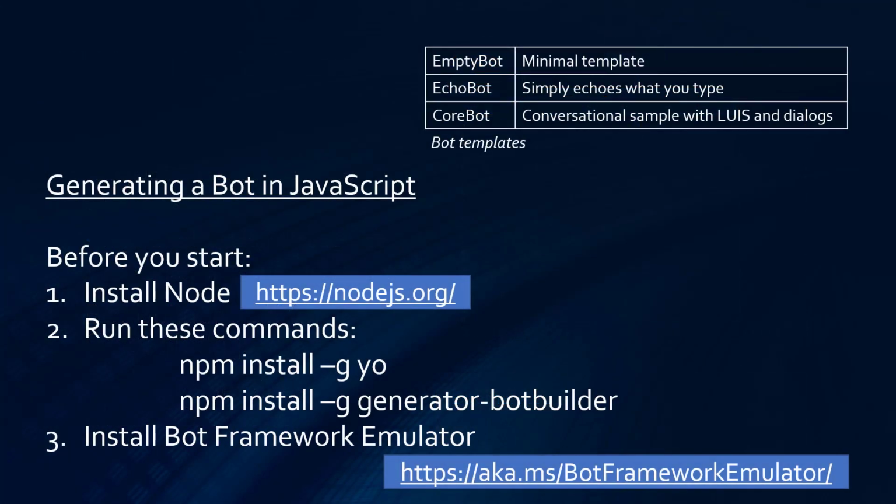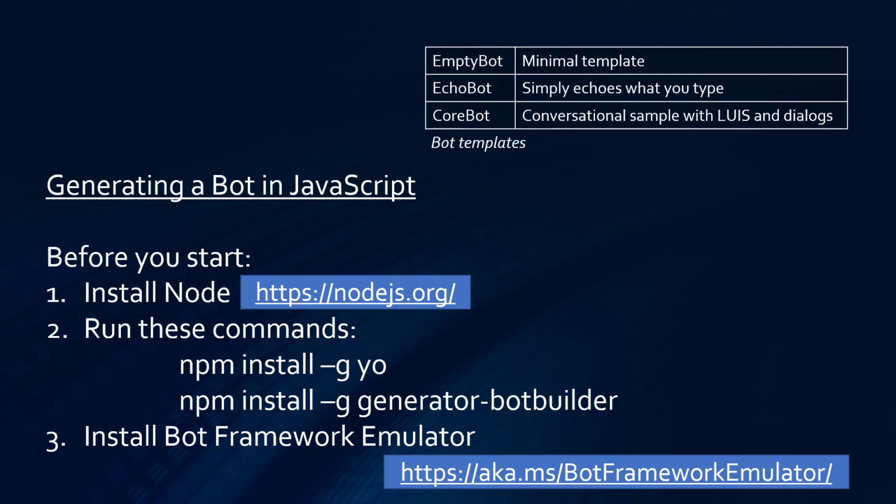If you want to get started in JavaScript, you need to install Node from nodejs.org, and that runs on all platforms. And then you want to run a couple of commands, which are here. What that's going to do is install the Yeoman generator, which will build out the scaffolding for your project, and then the generator itself for the Bot Builder.